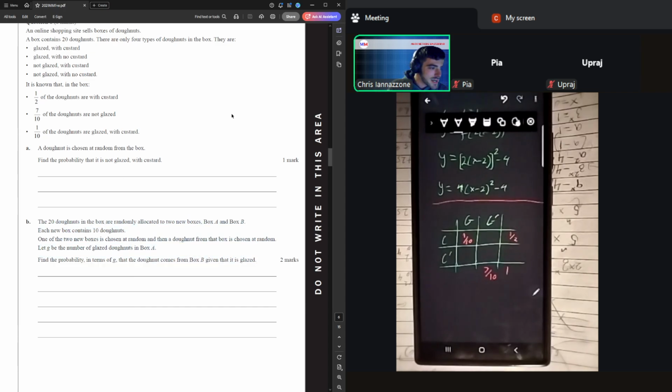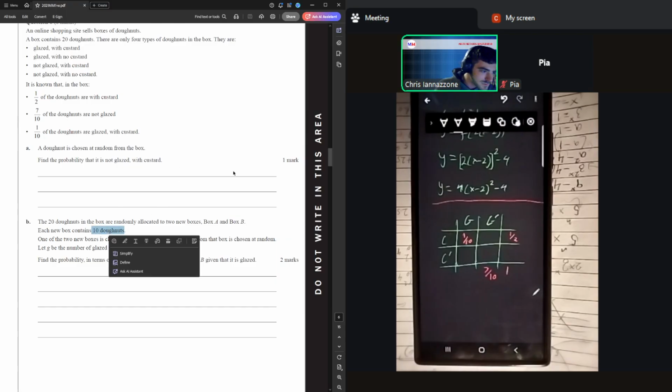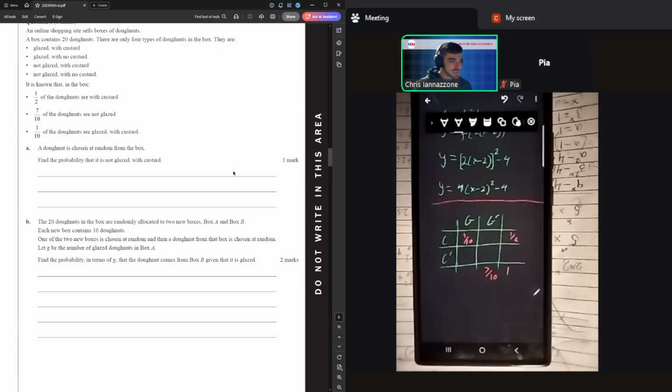This one, however, is a nasty piece of work here. I'll give the hint ahead of time. This is where your tree diagrams are going to be quite helpful. So, 20 donuts in the box are now randomly allocated to 2 new boxes, split 50-50. So there's going to be 10 donuts in one, 10 in the other, randomly split. One is chosen, and then a donut from that box is chosen. You've got a sequence, right? Box is chosen, then donut from that box is chosen.